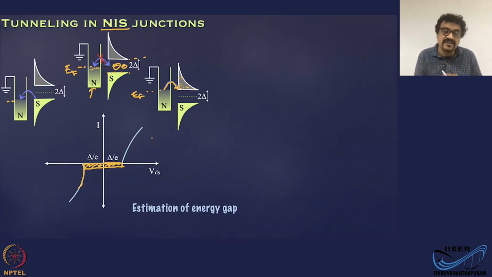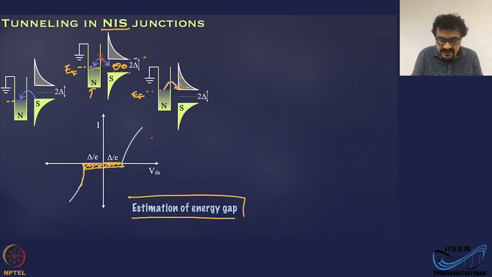All you need is one side metal, whose density of states is more or less constant, because that doesn't come into the picture. So what you're seeing here is a direct map of the density of states. You have no states available for quasi-particles within a window of 2 delta by E at the Fermi energy, and that's basically a map of the density of states. You can directly estimate the superconducting energy gap from these kinds of experiments.